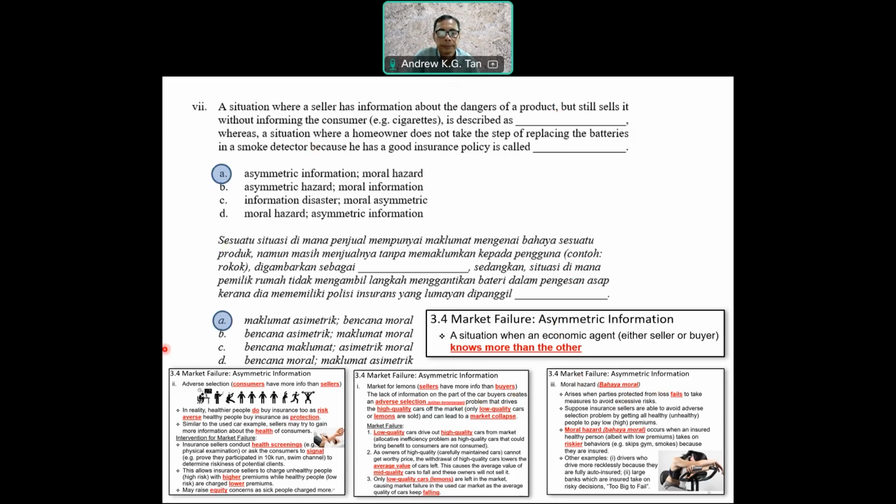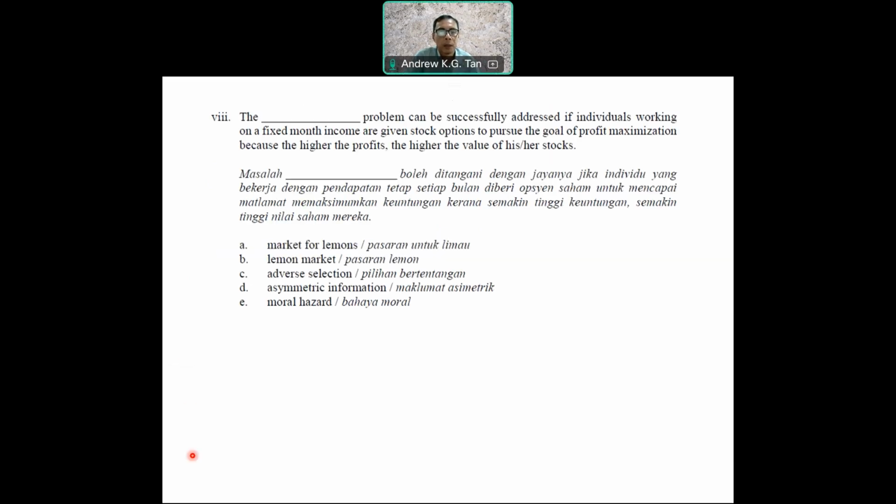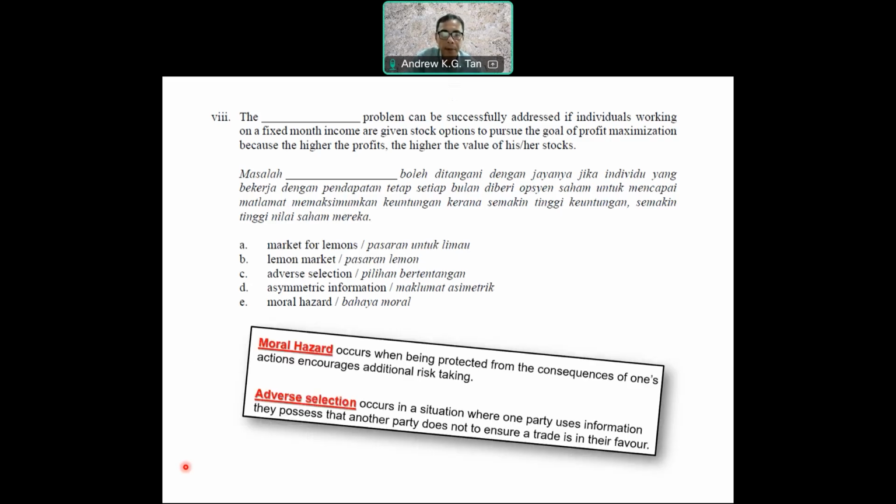Number 8. The what problem can be successfully addressed if individuals working on a fixed monthly income are given stock options to pursue the goal of profit maximization, because the higher the profits, the higher the value of his or her stocks. Here, is it a moral hazard problem or an adverse selection problem?